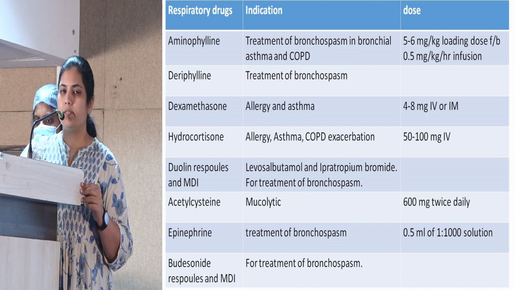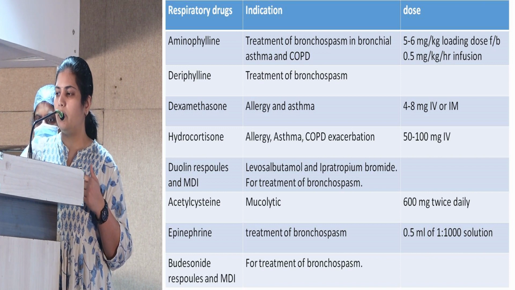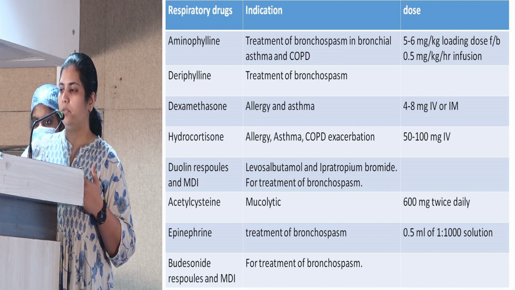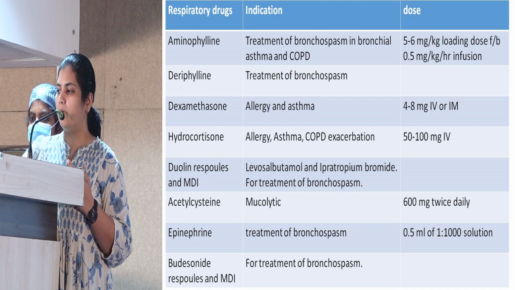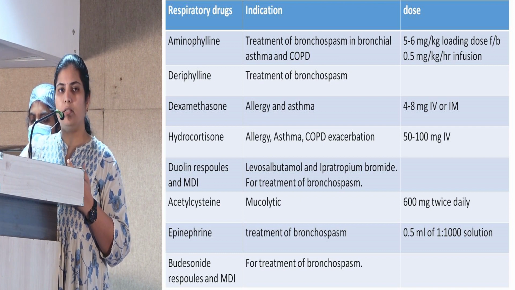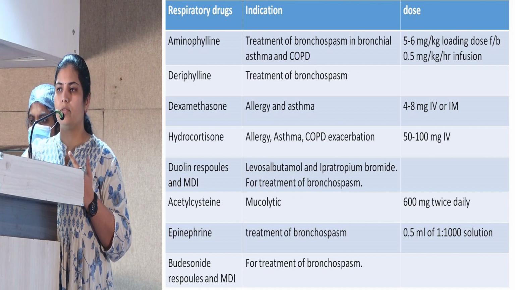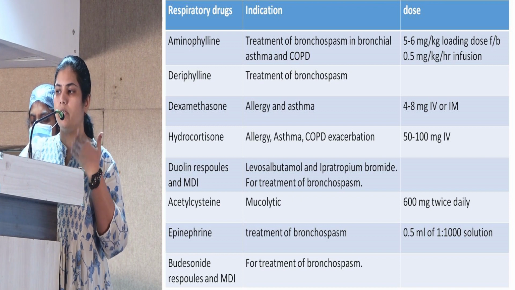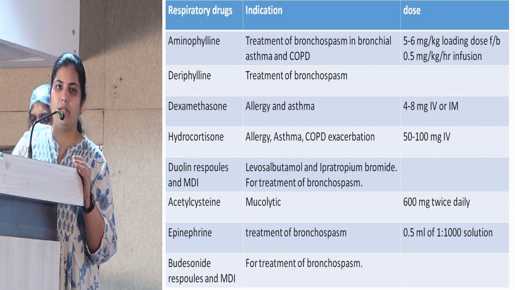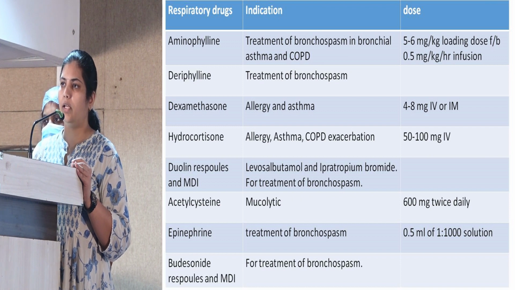Then acetylcysteine, Mucomix. When the patient is not able to cough, then we can give this mucolytic. And respules, Duolin contains levosalbutamol and ipratropium bromide, and there is budesonide. So when a patient comes with severe asthma or when there is bronchospasm, we can use these respules. But when it is severe enough, then we have to go for IV medications. Any doubts regarding these drugs? Then I will come back.